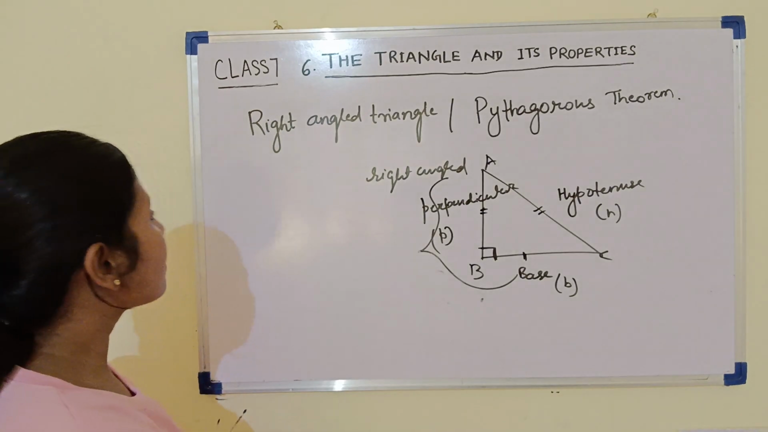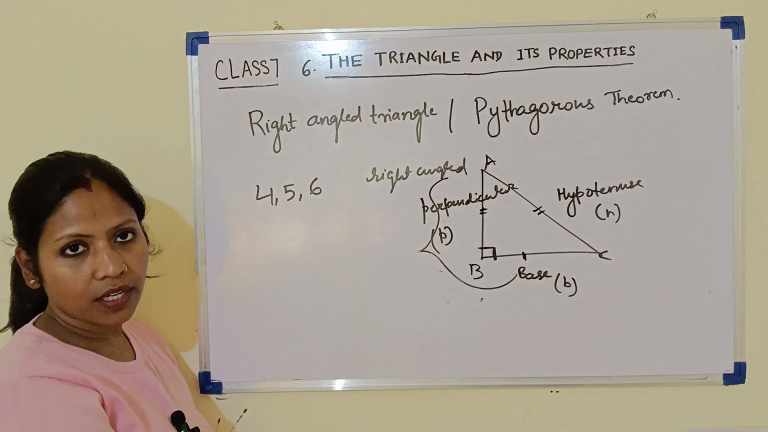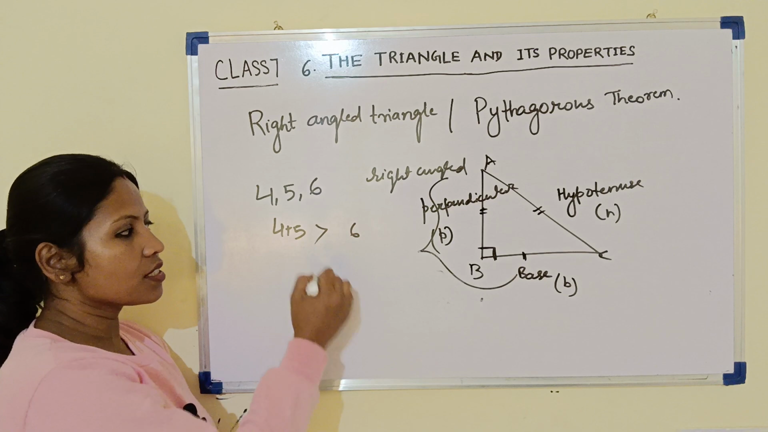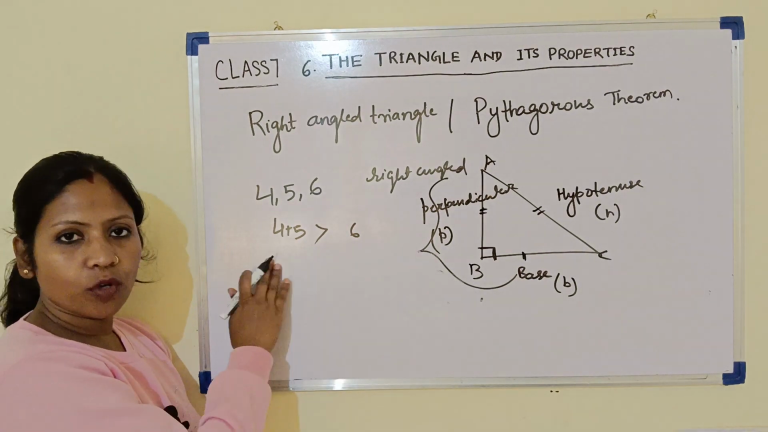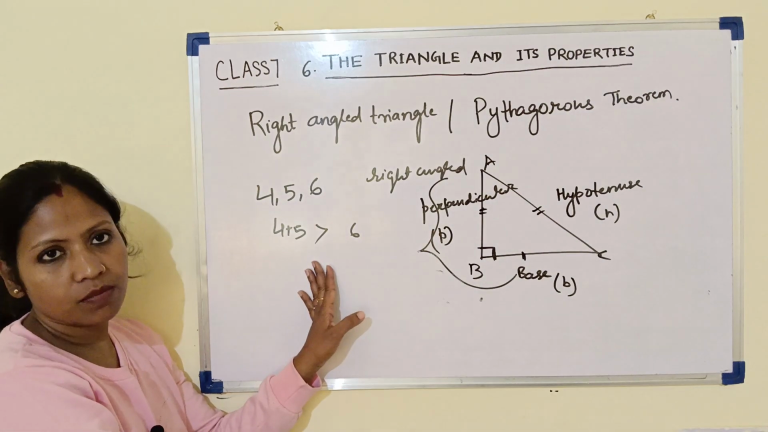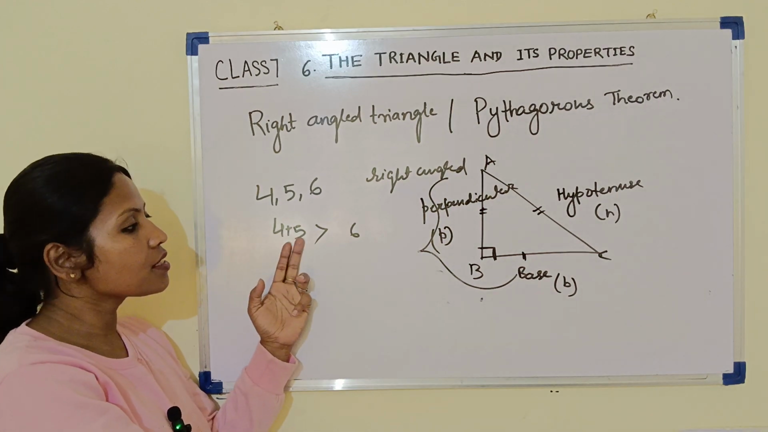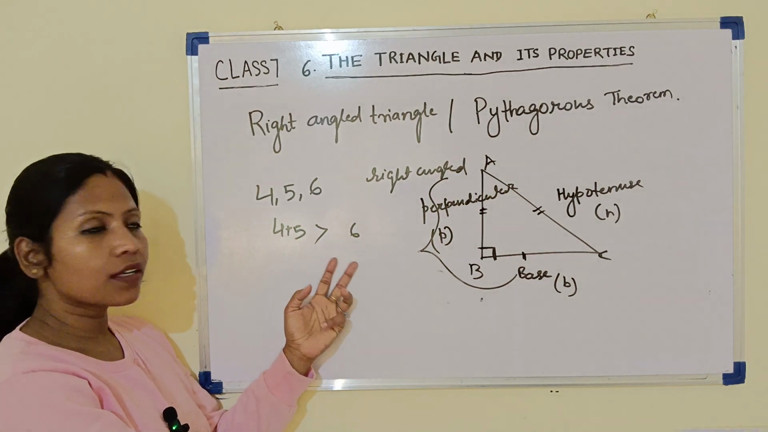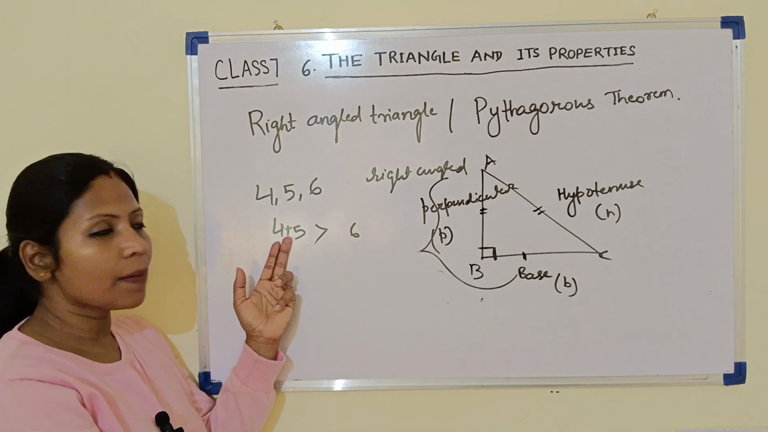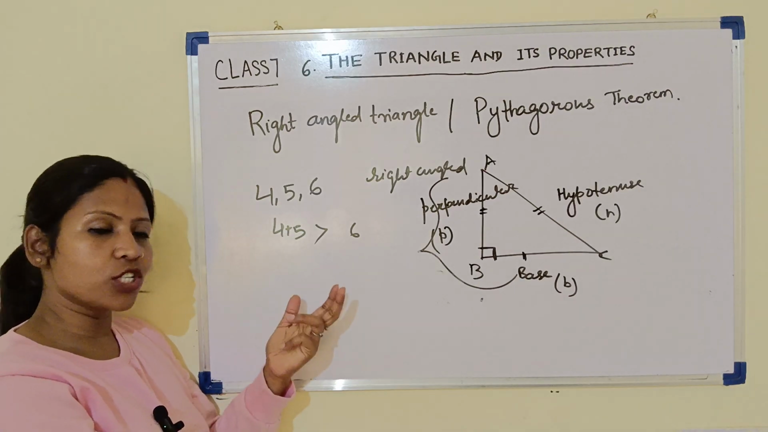Now let's take another example: 4, 5, 6. 4 plus 5 is 9, and this is 6, so 9 is greater than 6. By the sum of sides rule, it is quite possible, because the sum of two sides of a triangle is greater than the third side. So the triangle will definitely form. Triangle is possible because the sum of the two is 9 and this is 6; 9 is bigger than 6, so a triangle will form.